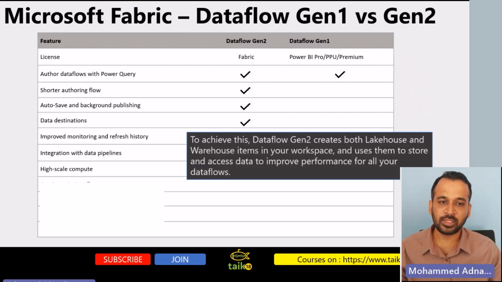To achieve this, Dataflow Gen2 creates both lakehouse as well as warehouse items in the workspace and uses them to store and access data to improve performance for all your dataflows. Whenever you create a dataflow in Fabric, it actually creates 2 additional artifacts. One is a lakehouse, another is a warehouse, so that you can have fast compute.